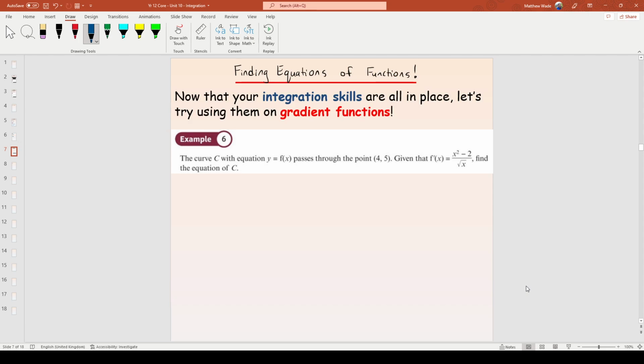So the title now is finding the equations of functions. Now, you know how at the very start when I first taught you integration, I was like, it undoes differentiation. Well, that was all well and good, but we ended up with this stupid plus c in all of them. So that's kind of disappointing, because if there's a plus c in all of your answers, you've not actually got back to the original function. You've got back to nearly the original function, but with a plus c.